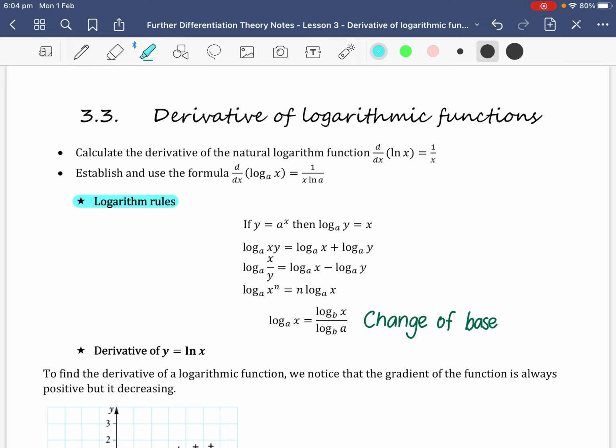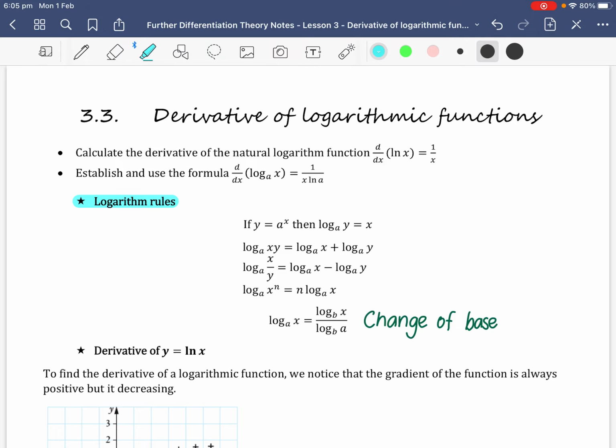And then we have our change of base formula. If we have log base a of x and we want a common base, natural or base 10, we can have log of our new base of x divided by log of our new base of a.